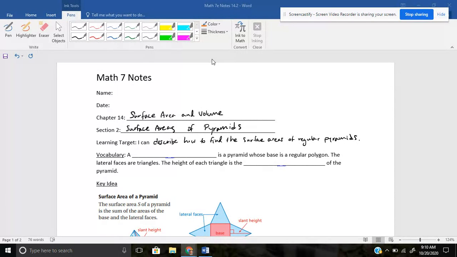Okay? So please start by filling in your name, date, chapter, and section, and your skeleton notes. For our learning target today, we've got: I can describe how to find the surface areas of regular pyramids.